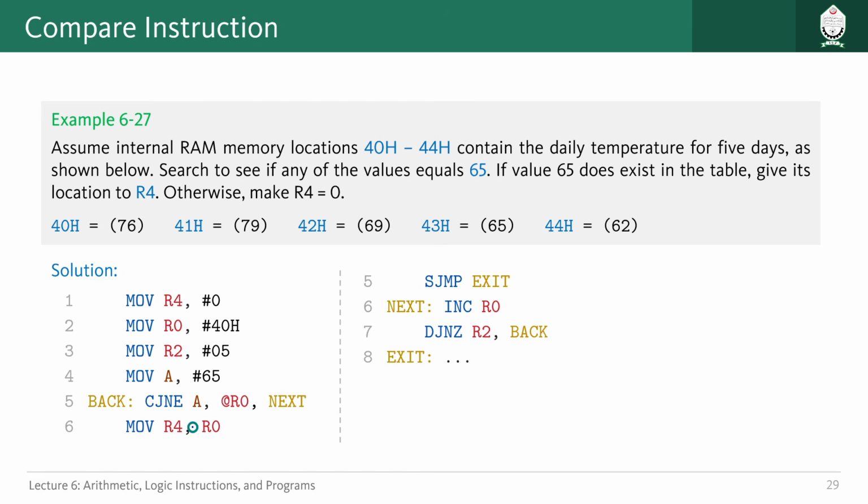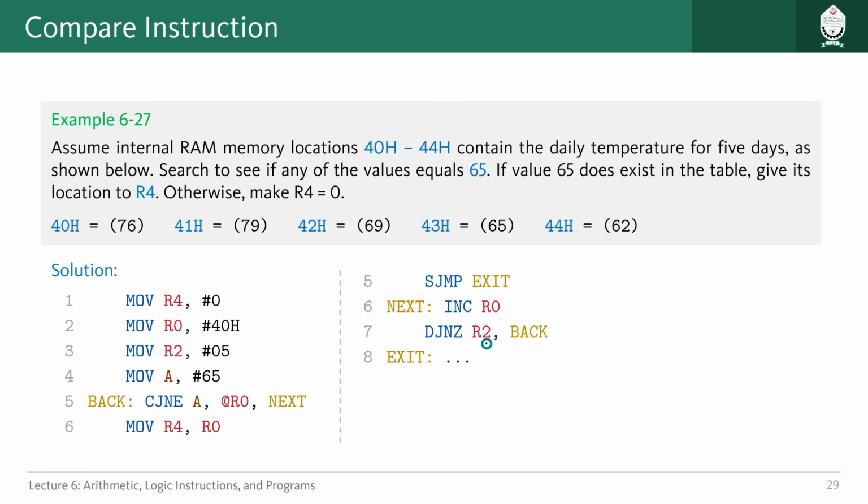And if they are equal, we are going to go to this next line. So then what we will do, we will just store the RAM location. If they were equal, we were going to store the RAM location onto R4, which is 40H. But here currently, obviously, they are not equal. We are going to go to the next label that will increment the RAM location counter. So R0 previously was 40H, now it will become 41H.